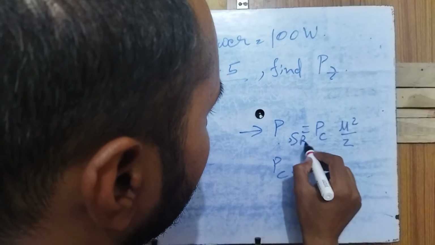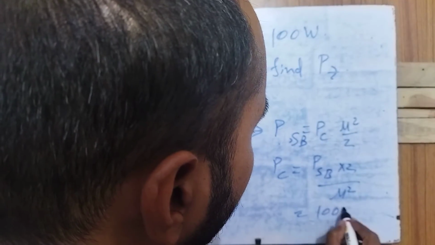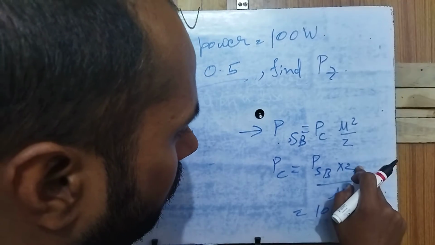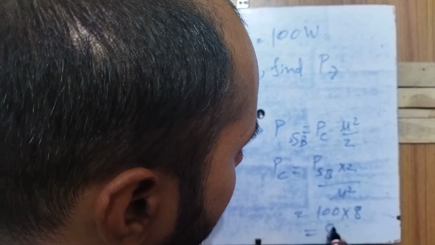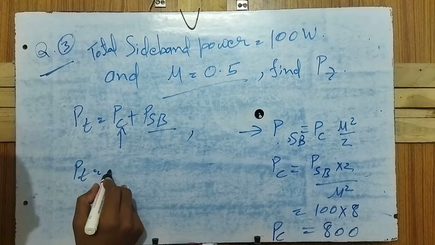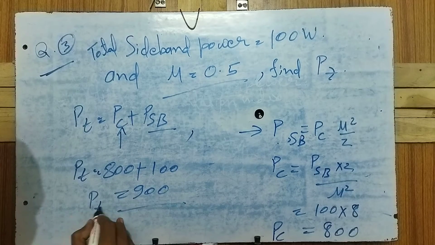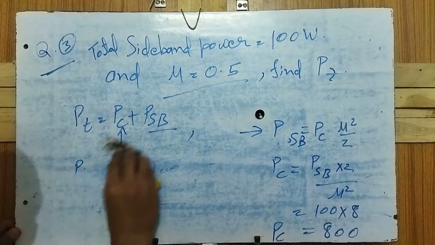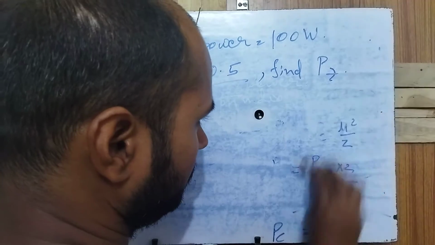From here PC is equal to PSB into 2 divided by mu square. PSB is 100, mu square is 1 by 2 square, 1 by 4, so 100 into 4 into 2 is 8, means total is 800. Carrier power is 800. So total power is 800 plus 100 is equal to 900. Right? It was question number 3. Answer is 900 watt. Next question.